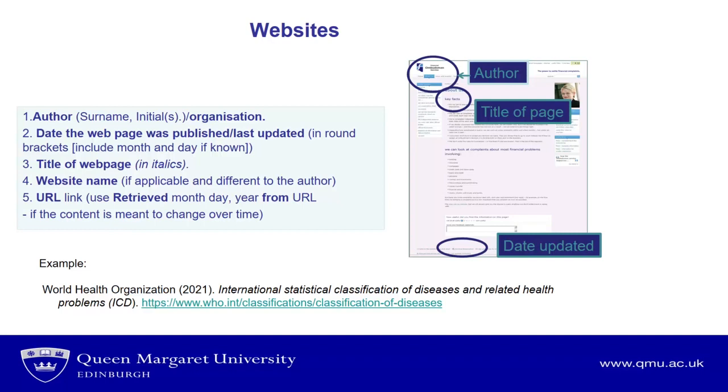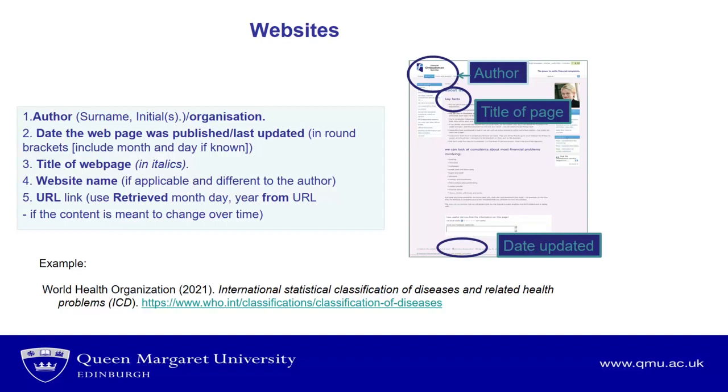If the name of the website is anything different from the author, then that also needs to be identified as the fourth bit of information that's required for the reference list entry. If the name of the website and the author are the same, it isn't required. The final piece of information is the URL link, as you can see in the example. If the content of the web page is likely to be changing over time, APA suggests that it might be useful to give some additional information.